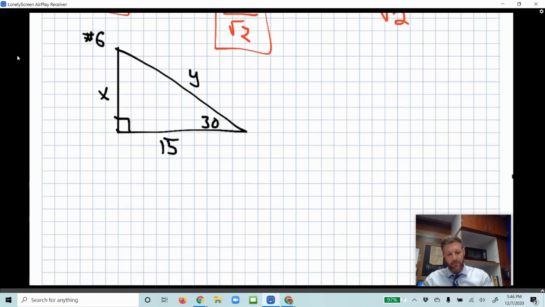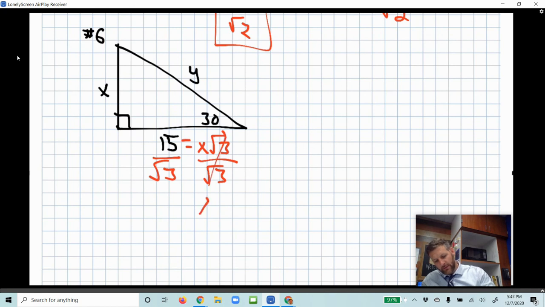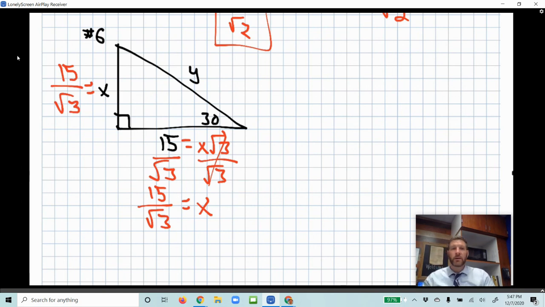Now let's do the same thing with a 30-60-90. The long leg, they've given it to us, is 15. We're going to divide by that radical since we've got the radical side. This is equal to x square root 3, so we're going to divide both sides by square root of 3. And so we have x equals 15 over the square root of 3. So that's what this side is, just that number over the square root of 3.